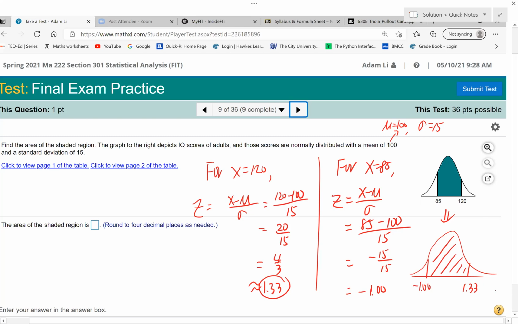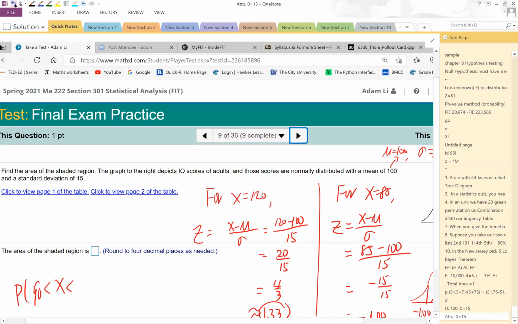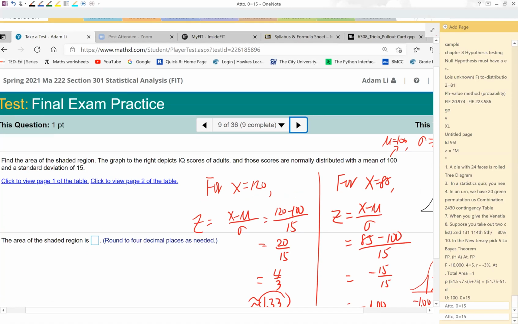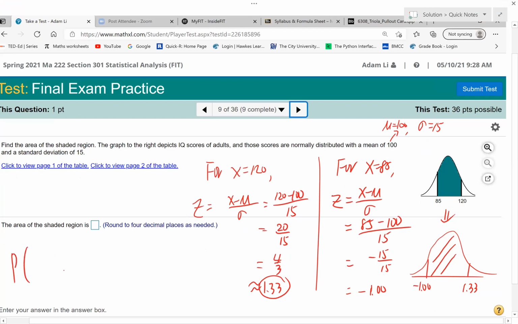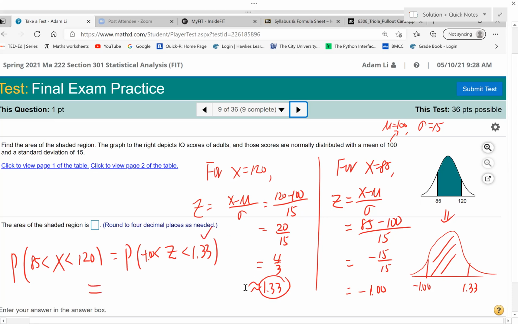We found the z-scores, so we could convert to the standard normal curve. So the probability of IQ score greater than 85, less than 120. It's the same thing as saying z-score greater than negative 1.00, less than 1.33. So now we're looking for the bigger area using the bigger z-score. So let's go to table A2.